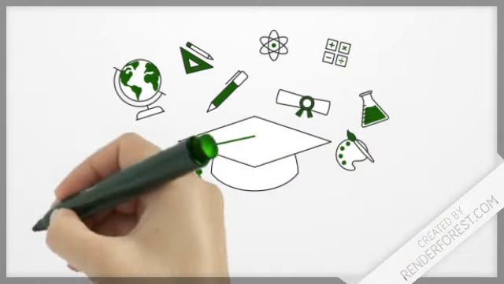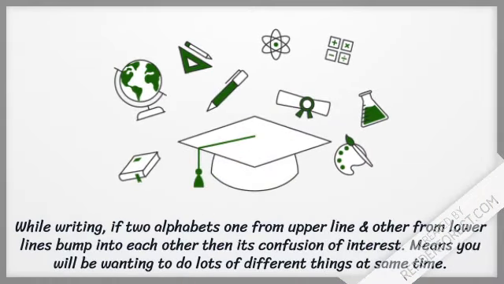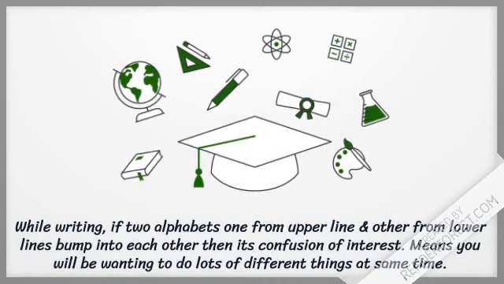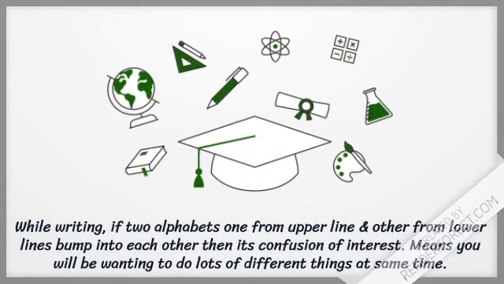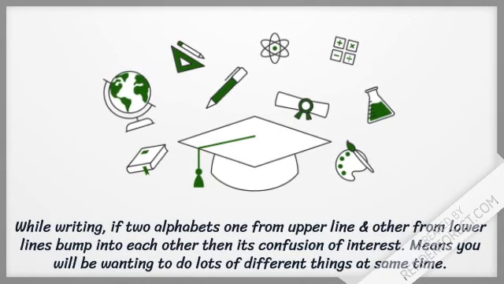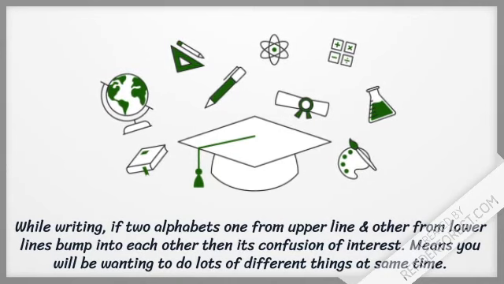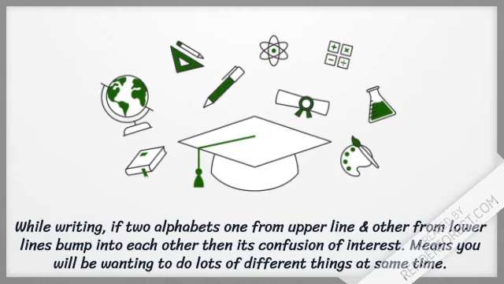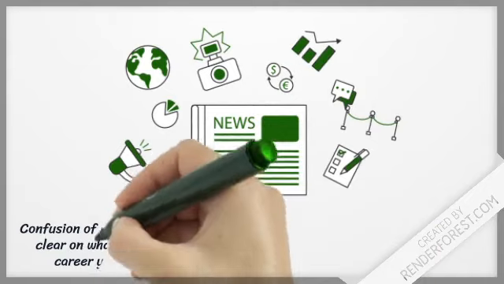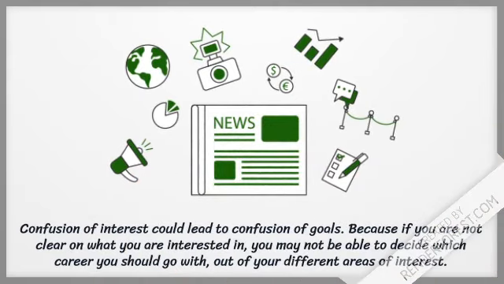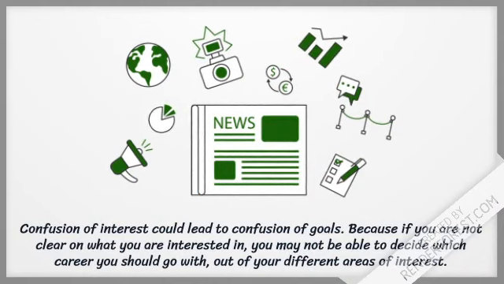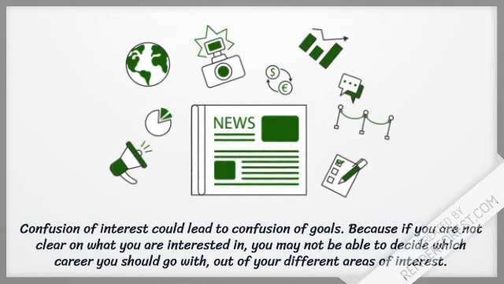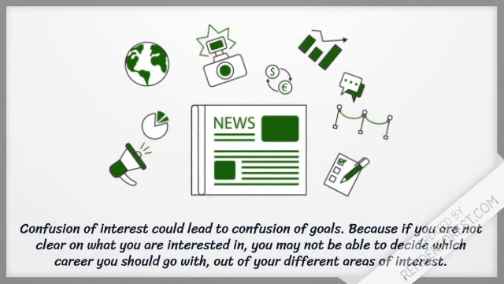While writing, if two alphabets, one from the upper line and the other from the lower line, bump into each other, then it's confusion of interest. Means you will be wanting to do lots of different things at the same time. Confusion of interest could lead to confusion of goals. Because if you are not clear on what you are interested in, you may not be able to decide which career you should go with out of your different areas of interest.